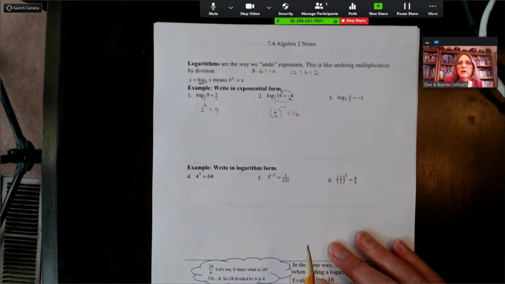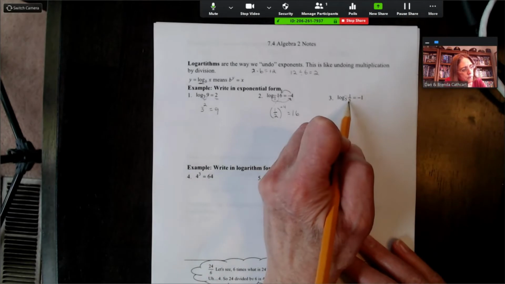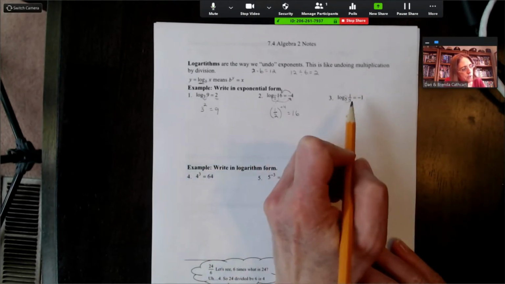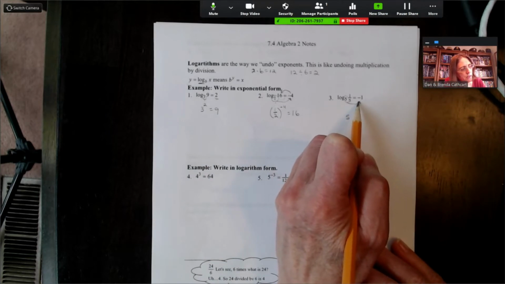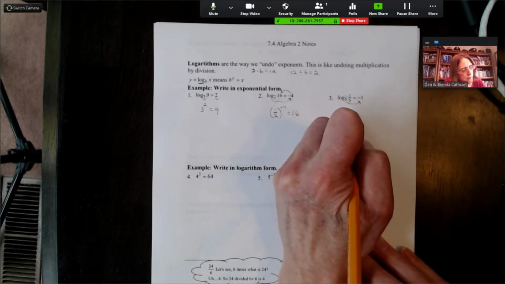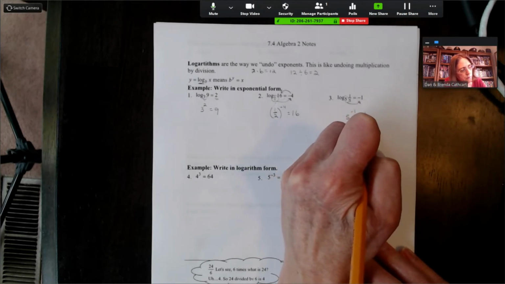Okay, on number 3, first thing we do is always identify the base. It's the subscript. So our base is 5 and our exponent is our answer to our logarithm expression. So it's -1, and that equals 1/5.